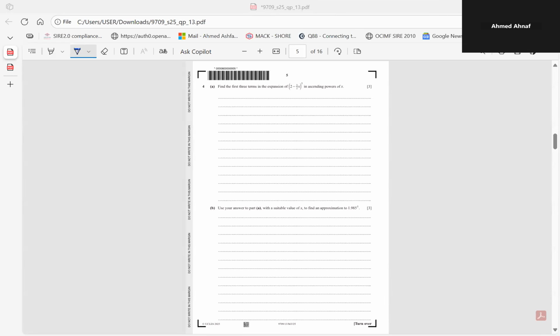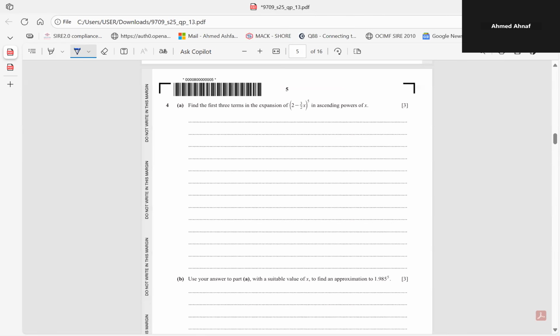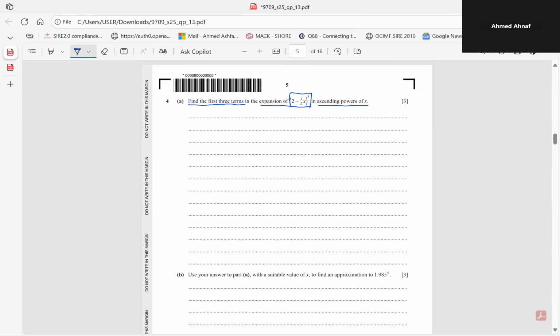Okay, so in this question, we're told to find the first three terms in the expansion of this binomial expansion in ascending powers of x. So we're supposed to start with the constant term followed by the term with the highest degree. Okay, so to do this, let's first write our unexpanded form.